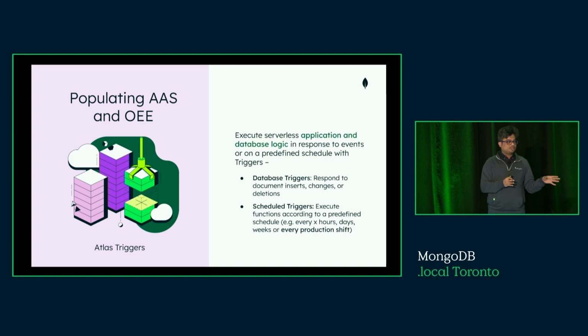So we have modeled the data. We have the raw sensor data or acknowledgement messages coming in. Now we need to transform these raw acknowledgement messages into something that will help us calculate the final OOE percentage. So MongoDB Atlas triggers can be used here.